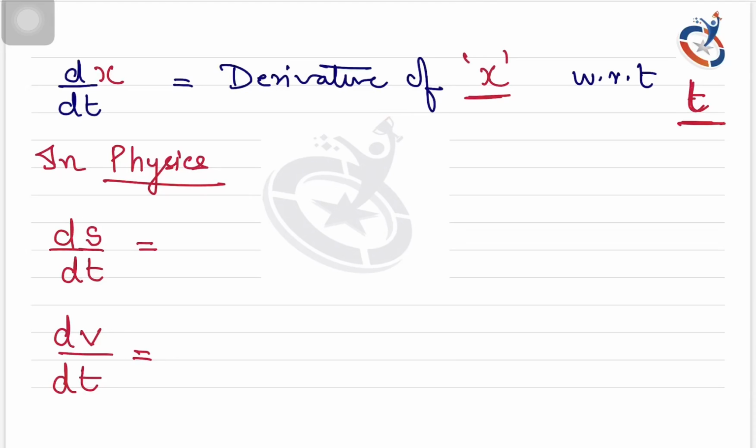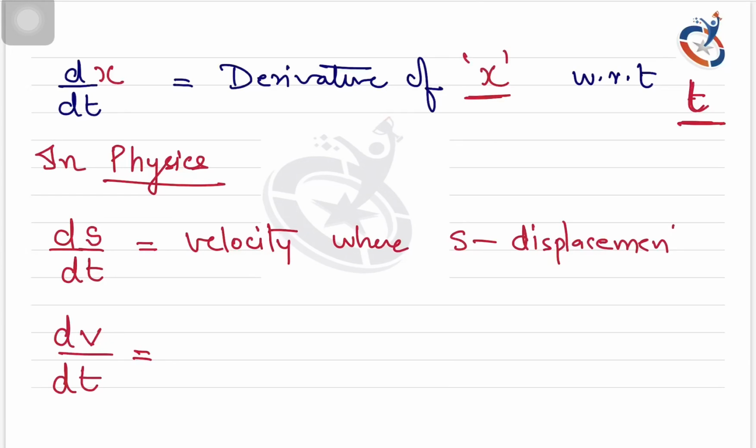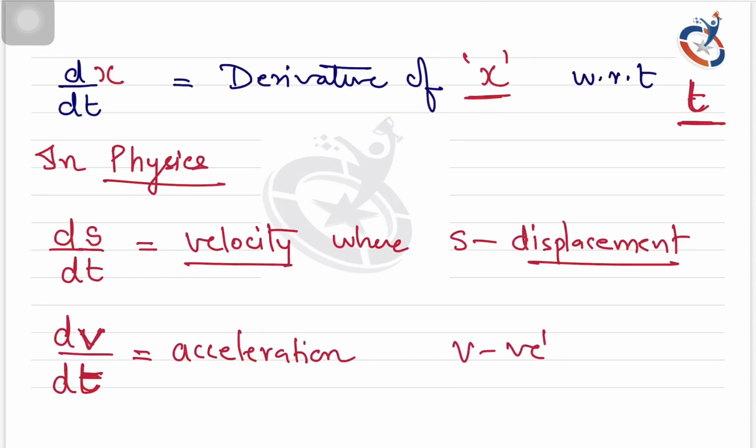In physics, ds by dt means velocity, where s is the displacement. So basically velocity is called the rate of change of displacement. Fine. So ds by dt means the rate of change of displacement with respect to time is called as velocity. dv by dt is the rate of change of velocity with respect to time. That is called as acceleration. So here v stands for velocity.